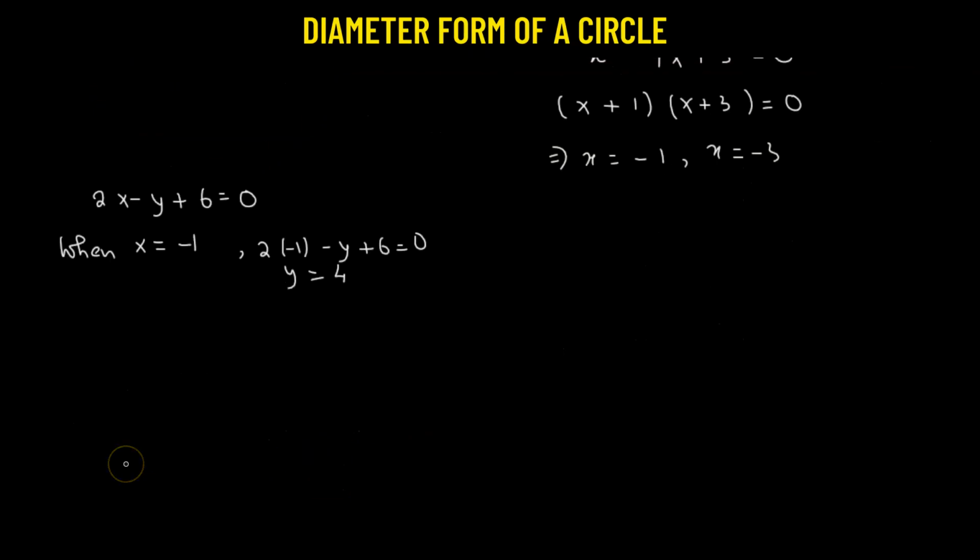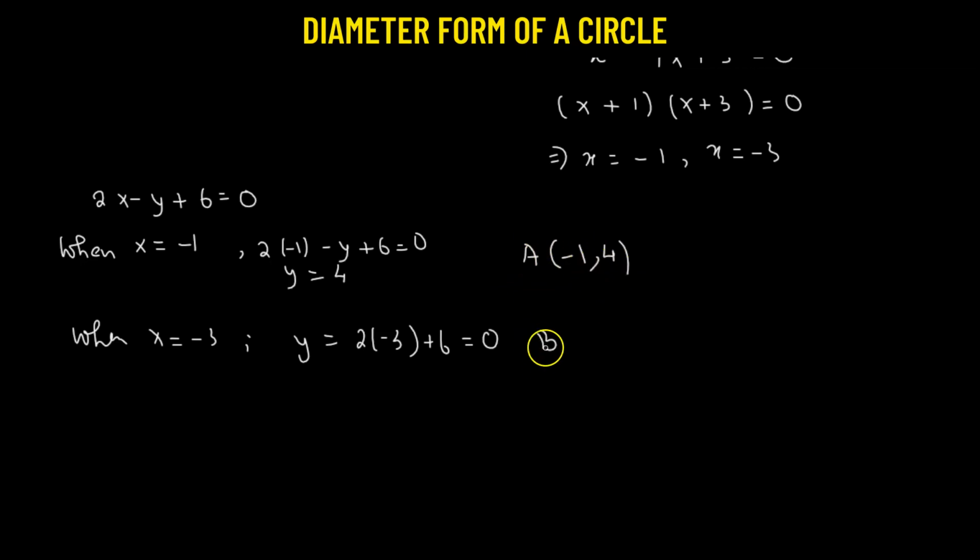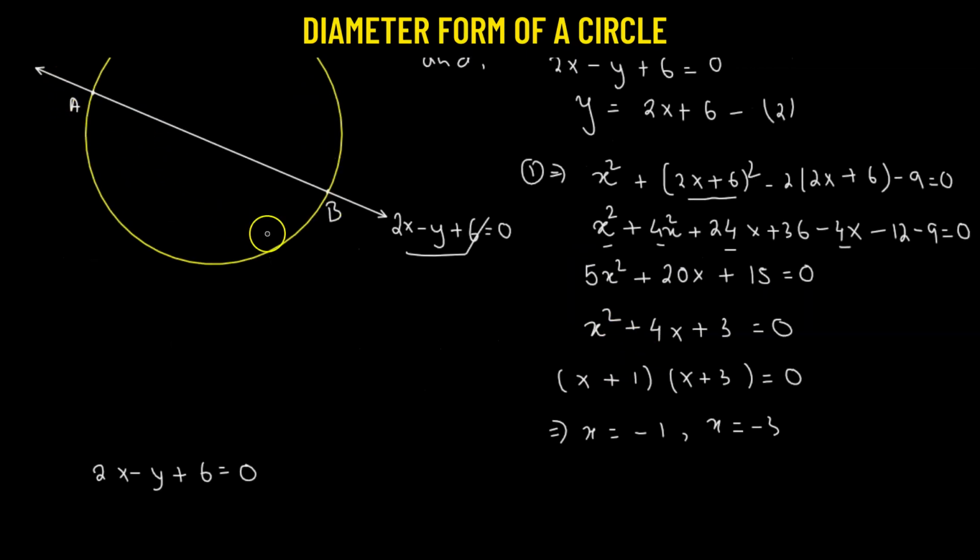And then when we have x equals negative 3, then we have y equals 2 times negative 3 plus 6, so that corresponds to 0. So we have obtained the coordinates of the endpoints. Let's say one of the endpoints A has the coordinate negative 1 comma positive 4, and the other endpoint is B with negative 3 comma 0. So we now have the endpoints of the diameter AB.